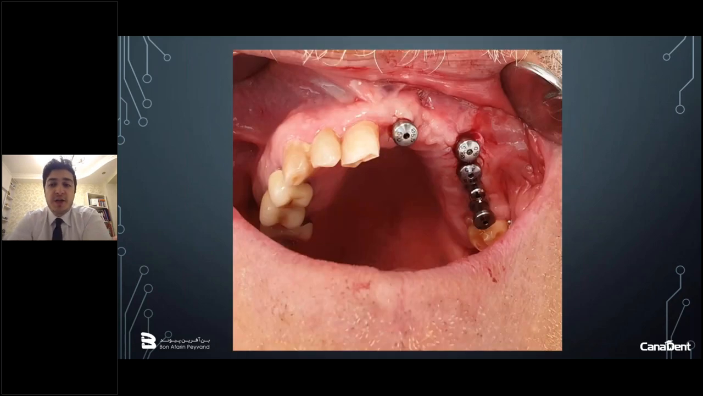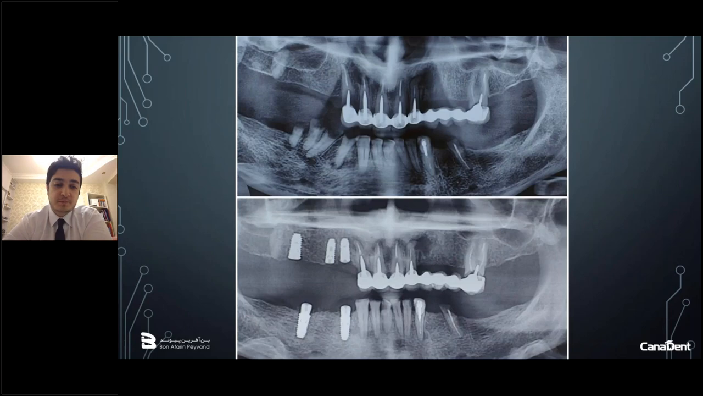And here is another patient in whom we used dental implants to skip the alveolar cleft surgery which had been done near the lateral segment of the mouth, and we wanted to skip there, so we used dental implants in order to skip that lesion.